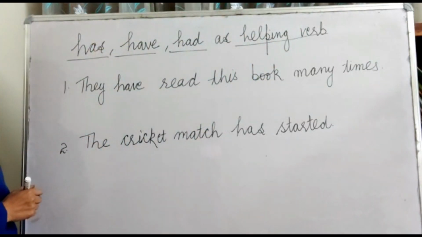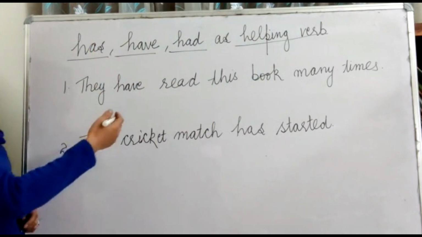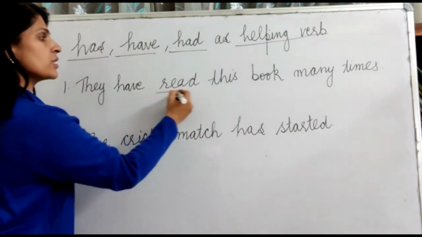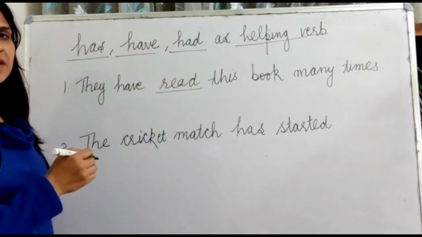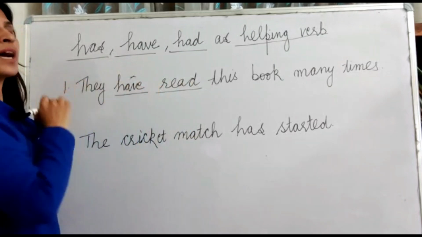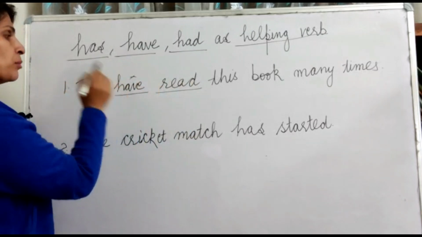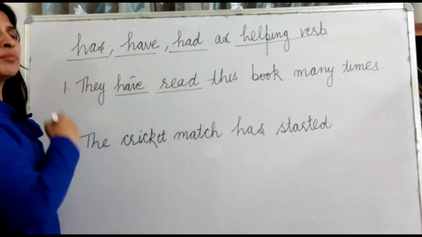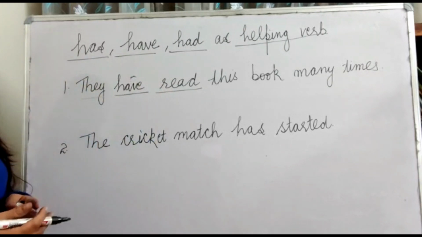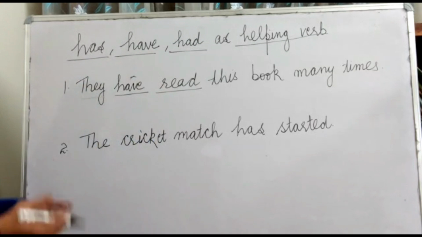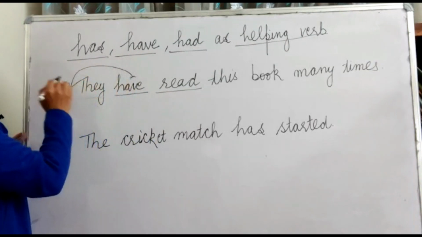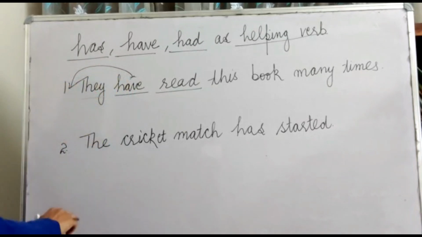Let's see the sentence here. They have read this book many times. What is the main verb here? The main verb here is read. And what is the helping verb here? The helping verb here is have. This is the helping verb and this is the main verb. And the subject here is they. So how will we change this sentence into a question? We will make a change. We will bring have before the subject.